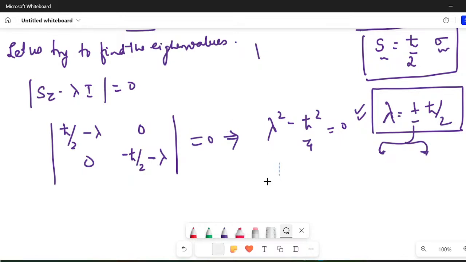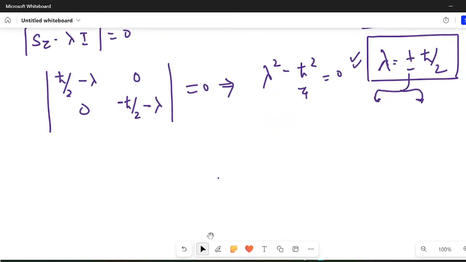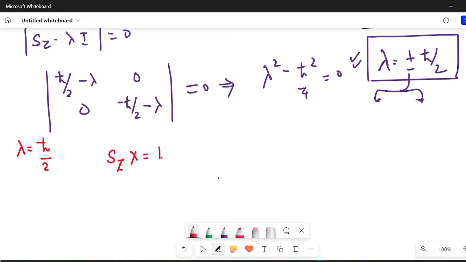Okay, so let us solve the eigenvector equation. Actually I should write it here. I'm now trying to find the eigenvector corresponding to the eigenvalue h cut by 2. So it would be simply Sz x equals h cut upon 2 times x, and I want to find this eigenvector x.